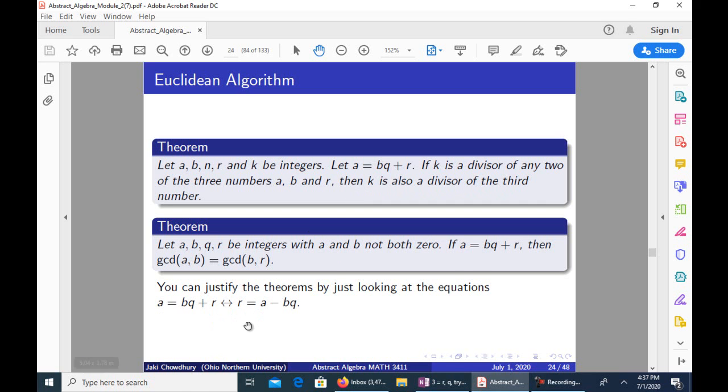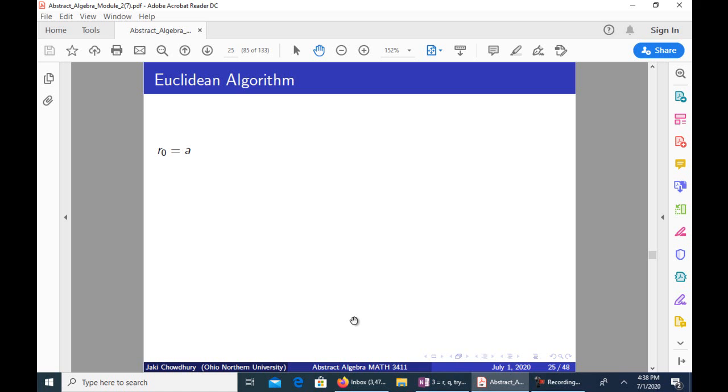So now notice that if k divides a and b, any common divisor of a and b will also be a divisor of r. And any common divisor of b and r will be a divisor of a as well. So that tells you that the GCD of a and b and the GCD of b and r would be the same. So we're going to make use of this in the Euclidean algorithm.